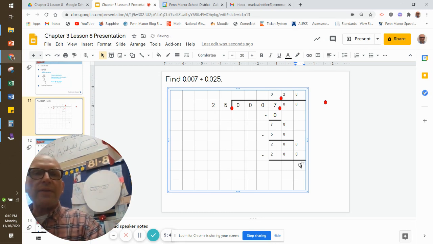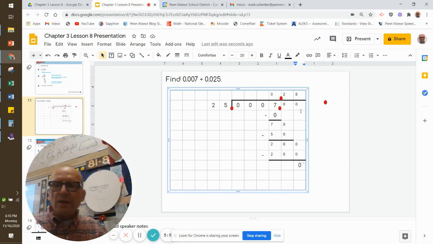When I see a 0 down there and there are no more numbers left up here in the dividend, I know I'm done. There are two great examples of how to divide decimals by decimals.